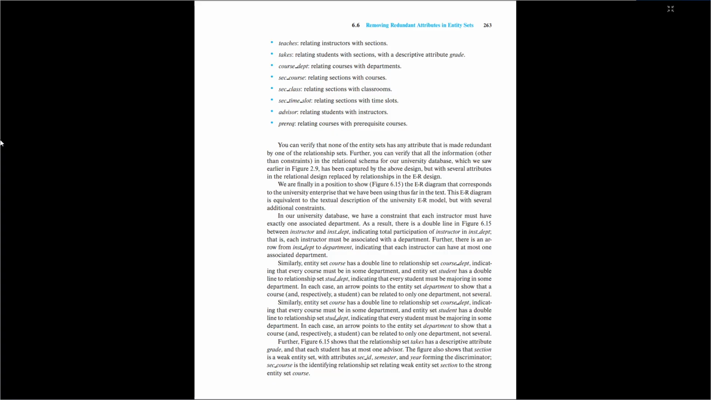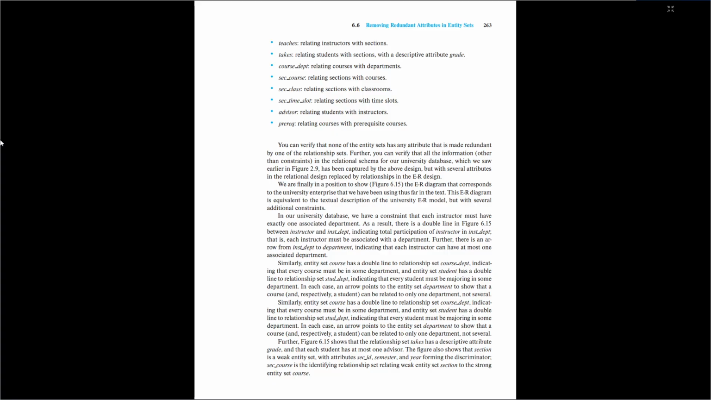You can verify that none of the entity sets has any attribute that is made redundant by one of the relationship sets. Further, you can verify that all the information, other than constraints, in the relational schema for our university database, which we saw earlier in Figure 2.9, has been captured by the above design, but with several attributes in the relational design replaced by relationships in the ER design.